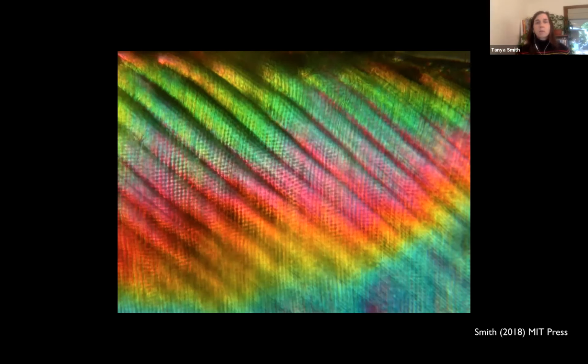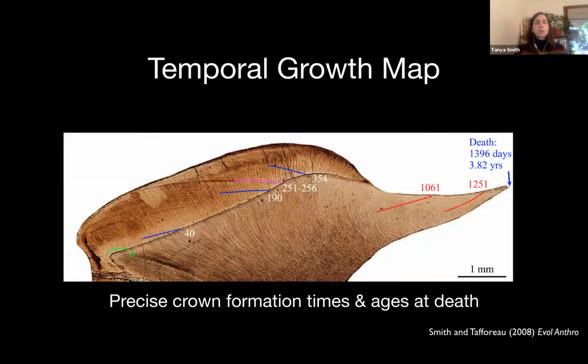So there's a solid body of work that's established that these are faithful biological rhythms that are at play throughout our childhood as we're growing and developing, even before we're born. And by being able to mine the system, we can create this very elegant temporal growth map, if you will, of an individual's early life history.